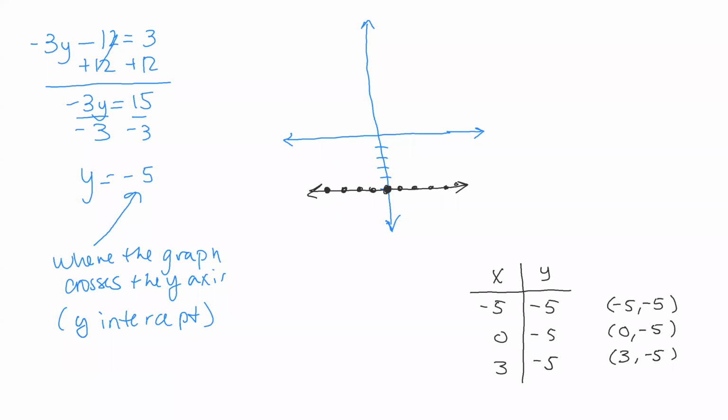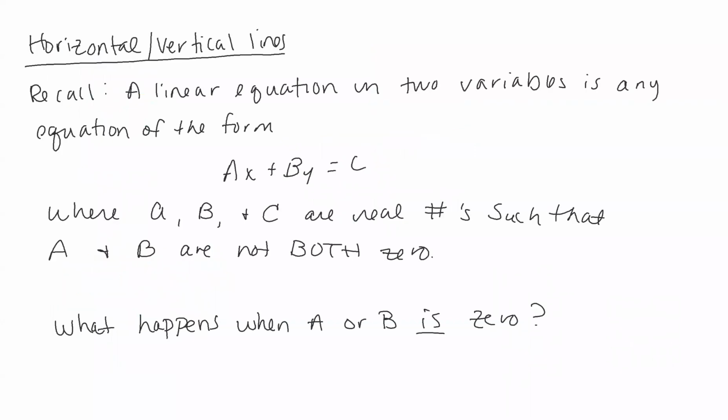Now, that's horizontal and vertical lines. Let's do just a brief recap. Recall that a linear equation in 2 variables is any equation of the form ax plus by equals c, where a, b, and c are real numbers such that a and b are not both 0. A can be 0, b can be 0, just not at the same time. So this video focuses on what happens when either A or B is 0.